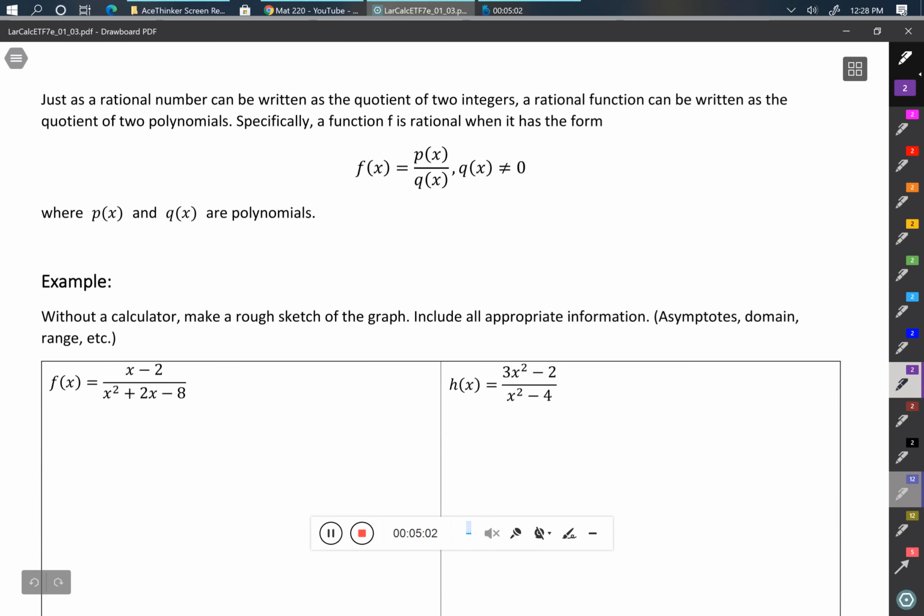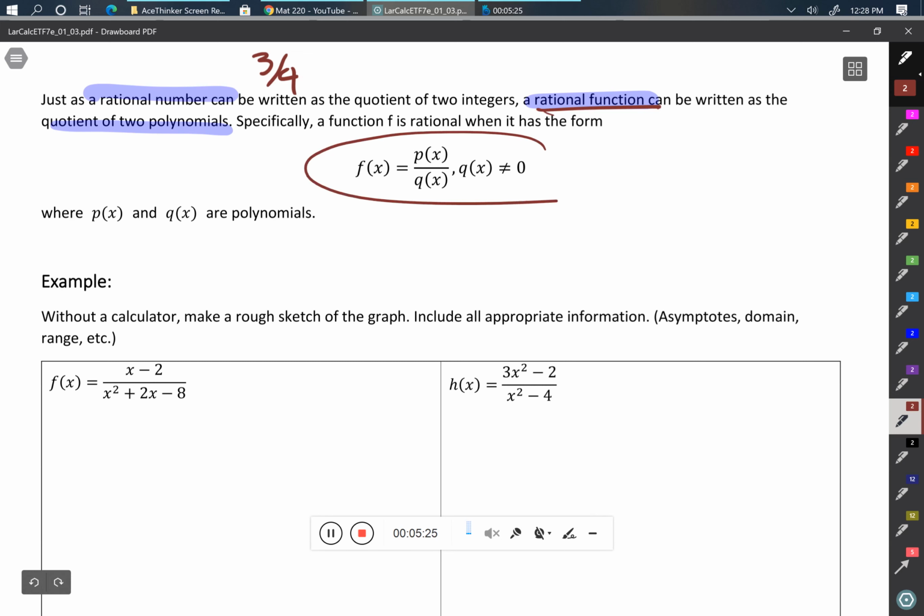Okay, rational functions. Well, just as a rational number is a quotient of two integers, a rational function is just the quotient of two polynomials. So if a rational number is a ratio or a quotient of two integers, 3 and 4, 3/4, then a rational function is just when we take a polynomial and divide it by another polynomial.